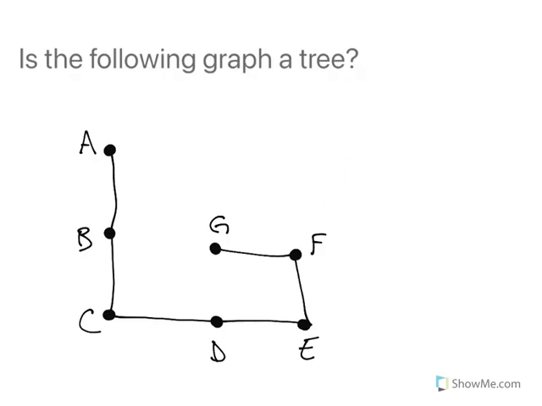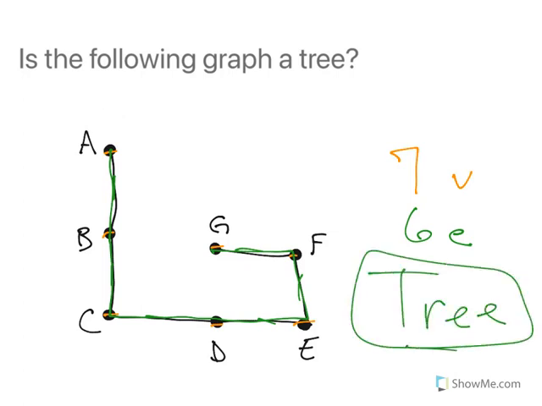So is the following graph a tree? Well, it's very pretty. A, B, C, D, E, F, G. So let's count the number of vertices. 1, 2, 3, 4, 5, 6, 7. 7 vertices and 1, 2, 3, 4, 5, 6 edges. Well, that satisfies. Can we draw a circuit? No. No matter where we start, we would have to repeat edges to get back to our beginning. So yes, this is a tree.